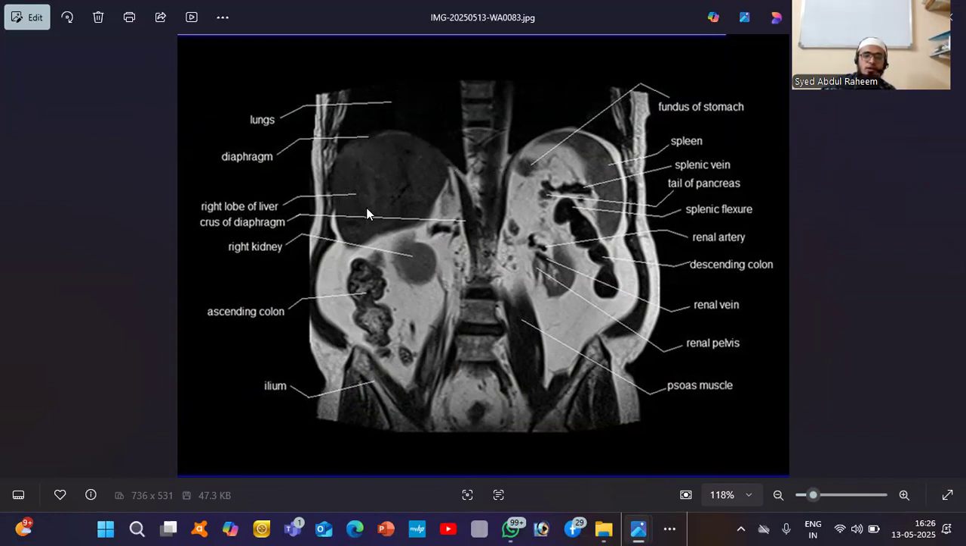This is the liver. You can see the ascending colon, the right kidney here, and this is the stomach. Here we have the spleen, pancreas available here. This is again the kidney. These are the muscle mass, ilium. These are the lumbar region, sacrum region. Everything is there. Okay, so this is about MR. Sorry, CT scan. This is a CT scan, not MRI.